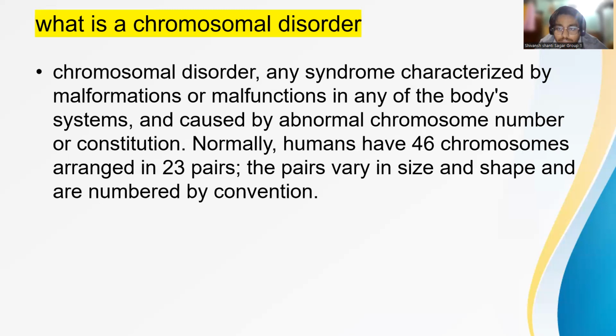In a normal human, there are 46 chromosomes arranged in pairs of 23. The pairs vary in size and shape and are numbered by convention, and any abnormal differentiation or disorder may result in chromosomal disorder.